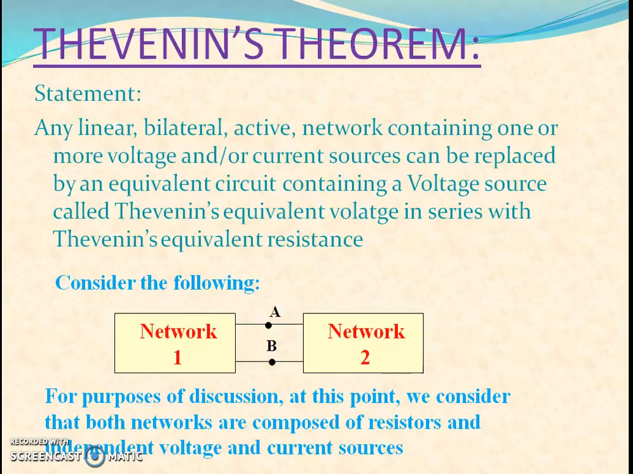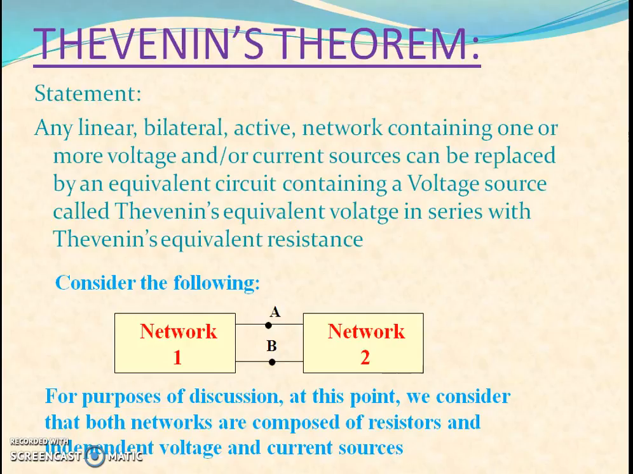Thevenin's theorem states that in any linear bilateral active network containing more than one source, one or more sources can be replaced with an equivalent circuit consisting of a voltage source in series with a resistor. The voltage source is the Thevenin's equivalent voltage and the resistance is the Thevenin's equivalent resistance.